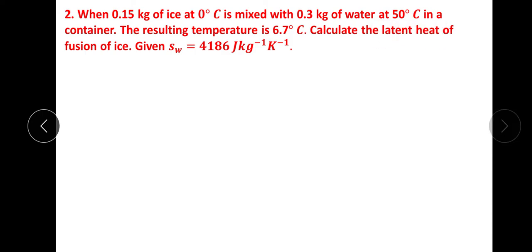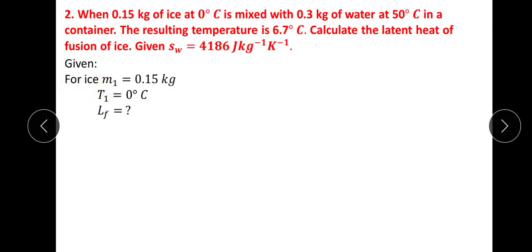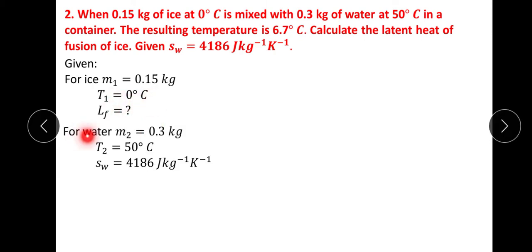First, let us write the given things here. For ice, the mass is given as 0.15 kg and initial temperature of the ice is 0 degrees Celsius. Next, for water, mass is 0.3 kg and its temperature is 50 degrees Celsius. And also they have given the specific heat of water. This is 4186. Now, when they mix together, they come to the common temperature after exchanging the heat energy. So, the common temperature after exchanging the heat energy, that will be T, that is equal to 6.7 degrees Celsius.